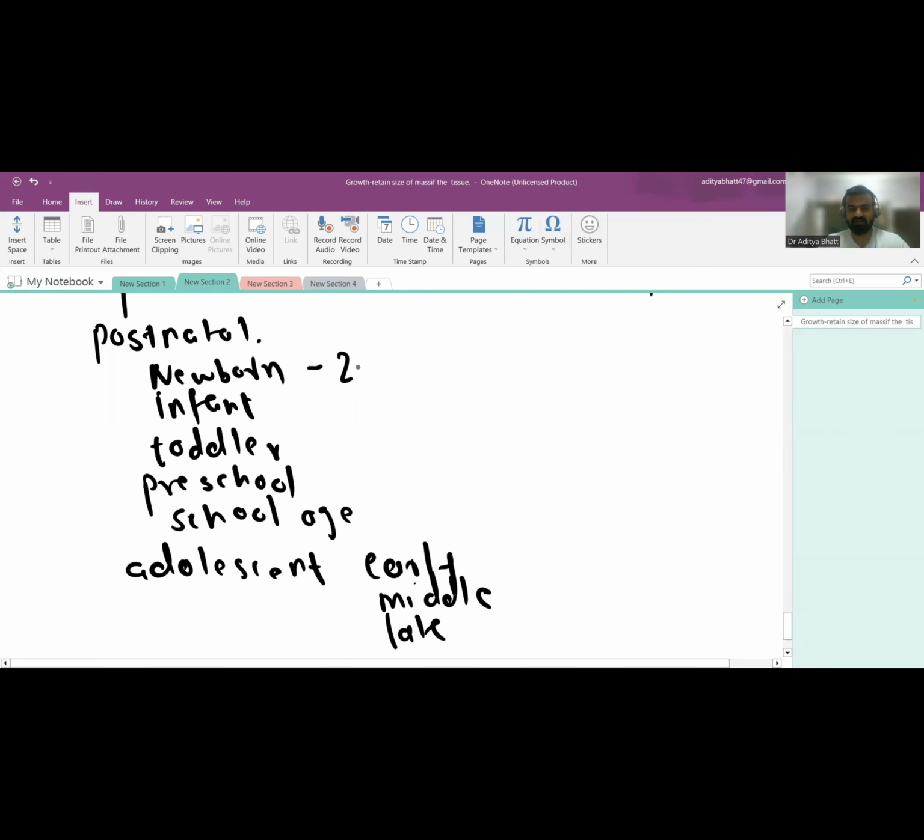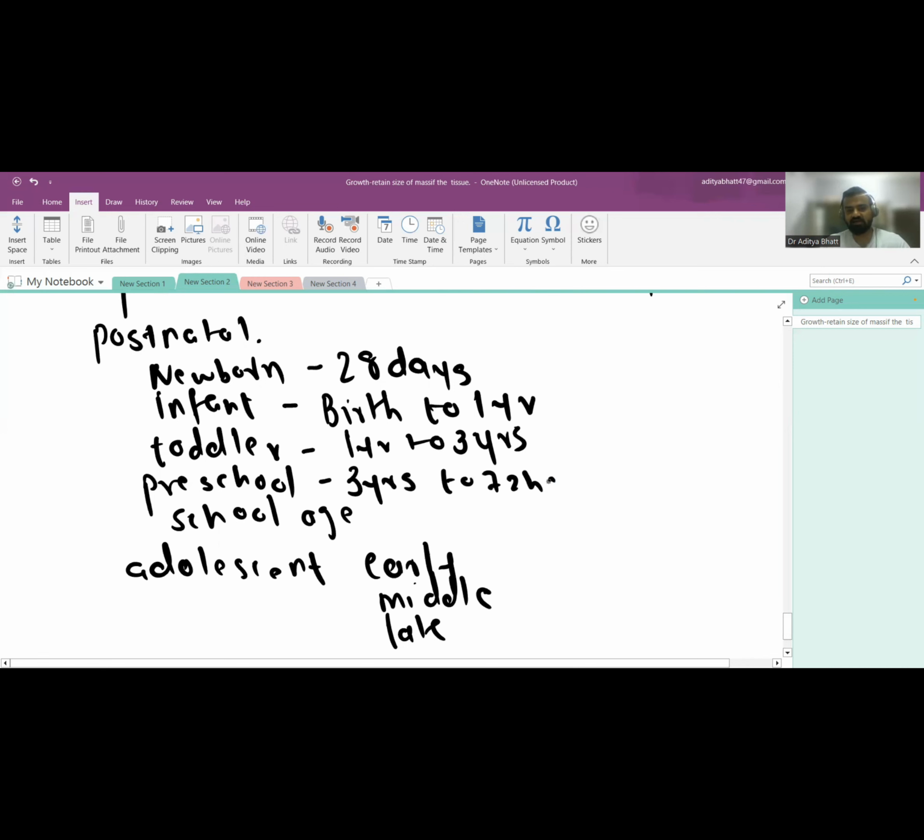Now, newborn is 28 days from birth. So, up to 28 days, it is called a newborn. And for infant, it is birth to 1 year of age. Toddler is 1 year to 36 months or 3 years. A preschool child is 3 years to 72 months. And school age child is 73 months to 12 years of age. So these are the definitions.